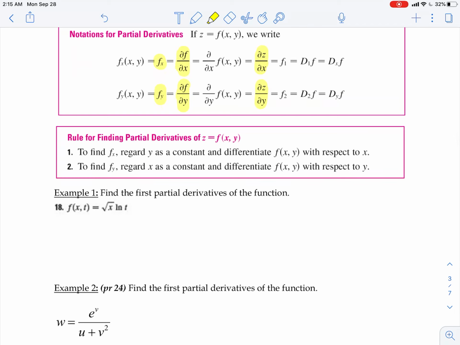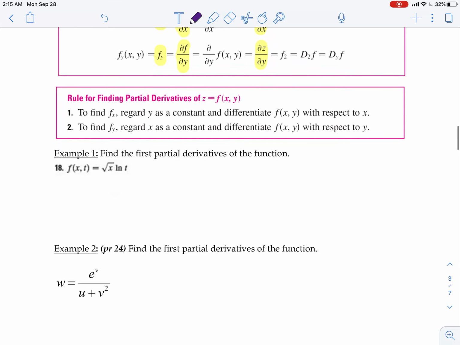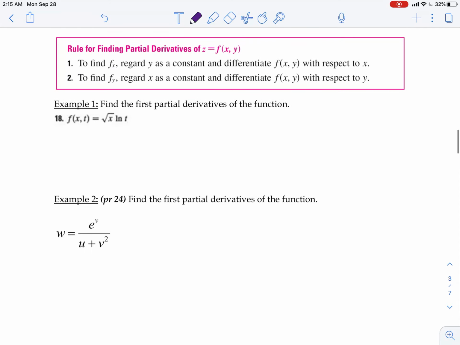So, rules for finding partial derivatives of z equals f of x y. To find f sub x, regard y as a constant and differentiate the function with respect to x. And then the same thing with y. You're going to find that this is not going to be very difficult to actually do. We're just going to take derivatives and treat whatever variable we're not taking the derivative of as a constant.